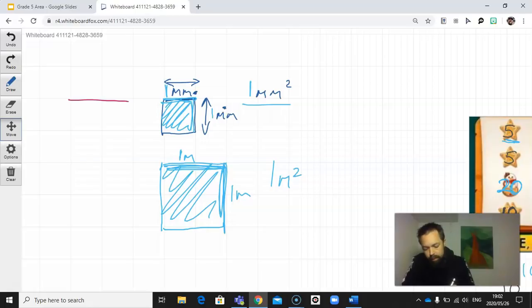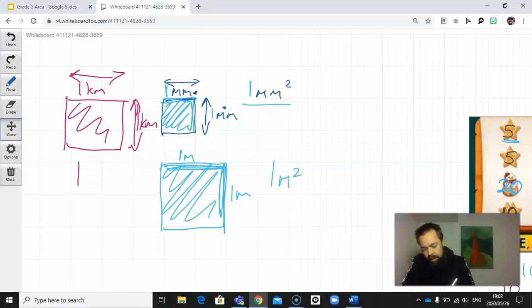Likewise, if I have a massive piece of land, which is 1 kilometer this way, and 1 kilometer this way, then this area here is 1 kilometer squared, or 1 square kilometer. So with areas, we always end up with this little squared, or power, up here on the right.